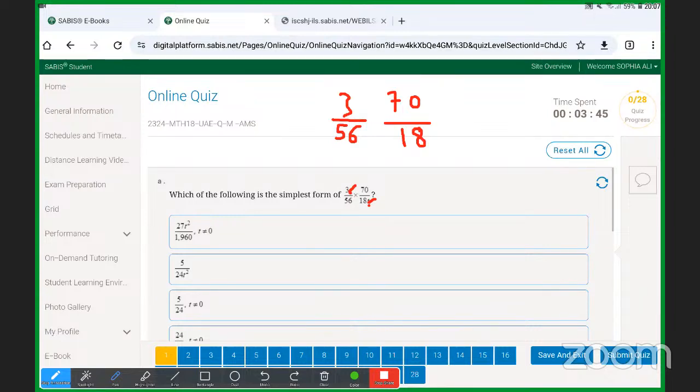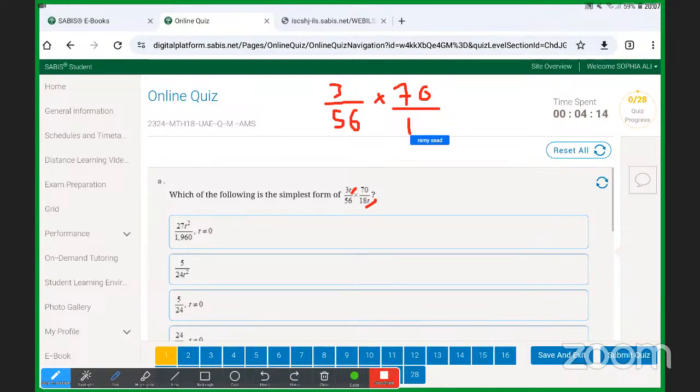We cancel 18 and 3, it becomes 6. First of all, we cancel t by t. Wait, let me start from the beginning. We cancel t by t. When you have a fraction times fraction, search for the same variables, the like variables. So now you will have 3 over 56 times 70 over 18.